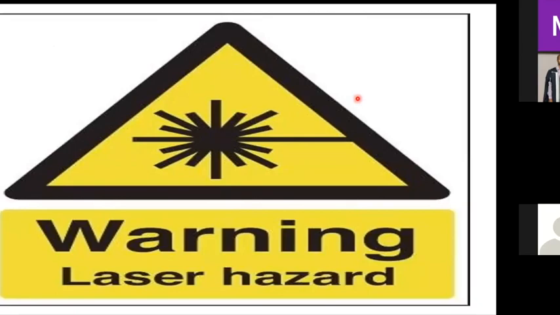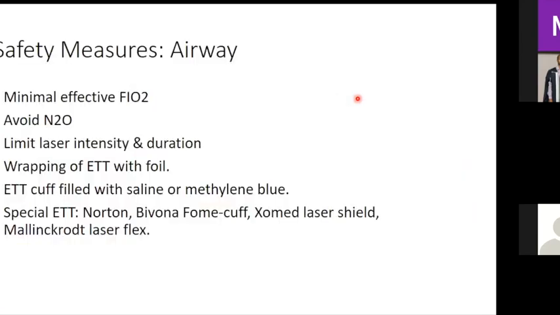And then in terms of the airway now, what are the safety mechanisms or precautions that you can take? If you're ventilating the patient, you ventilate with the minimum effective FiO2 as long as they're maintaining saturations. Some describe FiO2s of less than 30%. You avoid nitrous oxide completely. You limit laser intensity and duration like the previous slide.